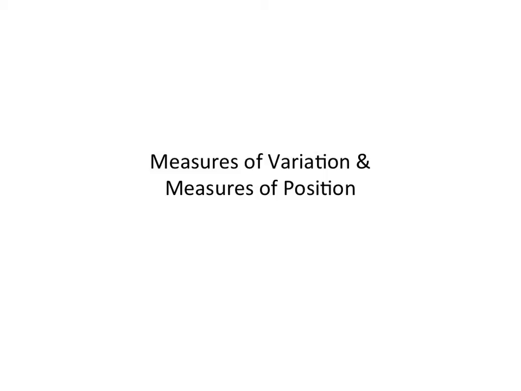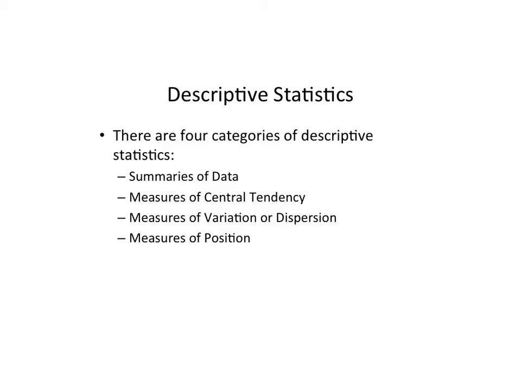This is the first of two videos to discuss the last two forms of descriptive statistics, which are measures of variation and measures of dispersion. Again, as we discussed, there are four categories of descriptive statistics. The first is summaries of data, that's your charts and graphs. The second is measures of central tendency, that's your mean, median, and mode. The third is what we're going to start with in this video, which is your measures of variation and dispersion. Then you have to watch the next video to see measures of position.